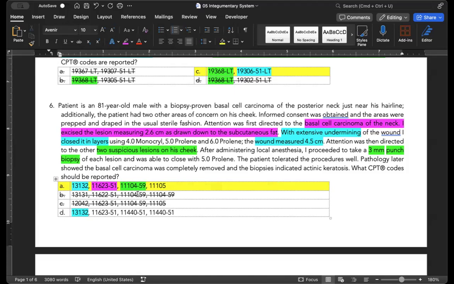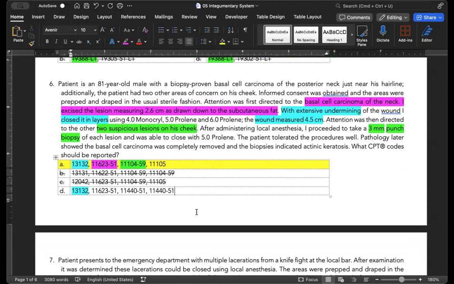Does that help? Yeah, that helps a lot. Okay. Thank you. You're welcome. I know 51 and 59 can get really confusing. Okay. Any other questions that you guys can think of?